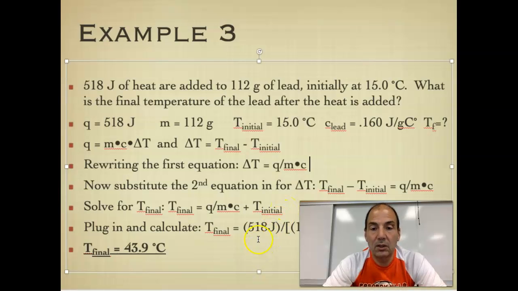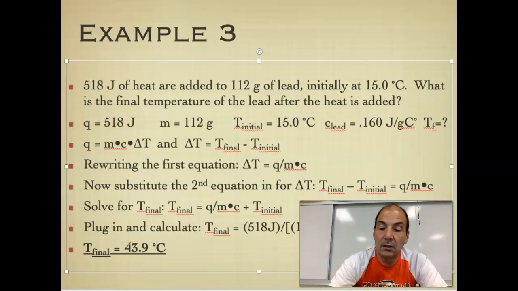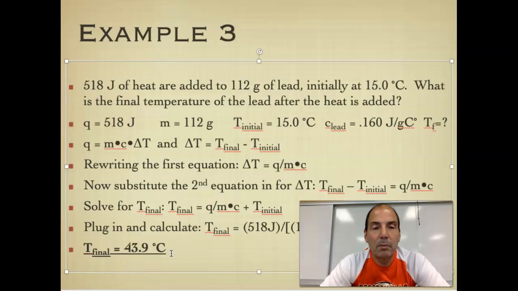Now I'm going to substitute in and solve. So I'm going to have Q 518 divided by M 112 grams times C 0.16. Do that out, and then I'm going to add in the 15 degrees Celsius so that my final temperature is 43.9 degrees Celsius. From a math point of view, there are several ways you could have done this without doing all the rewriting of equations. But that is a skill that will be tested along the way. So just try it when you can. You've got to work on that idea.